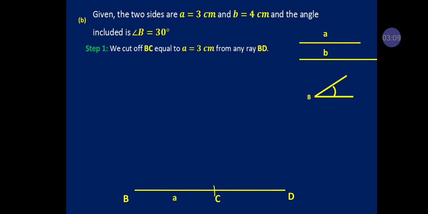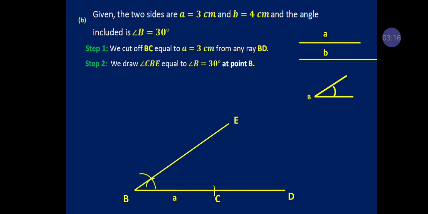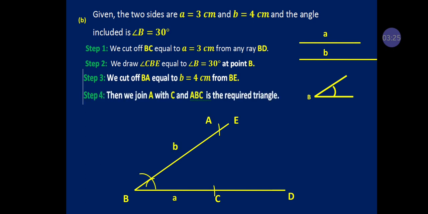Here you can see. In the second step, we draw an angle equal to angle B at point B. As you can see, that one. And in the third step, we cut off BA equal to b from BA. You can see. Now just connect A with C to draw your triangle. You can see from the picture that BC is A, BA is B, and the angle in between is B there. So ABC is your required triangle. That one is easy, right?